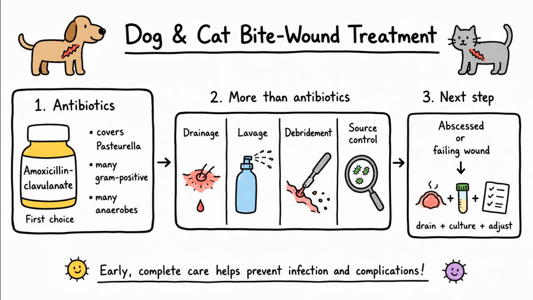For dog and cat bite wounds, amoxicillin clavulanate is a very logical first choice because it covers Pasteurella, many gram-positive organisms, and many anaerobes. The clavulanate helps when beta-lactamase-producing bacteria are present. But bite wounds are not only antibiotic problems. They are also drainage, lavage, debridement, and source control problems.